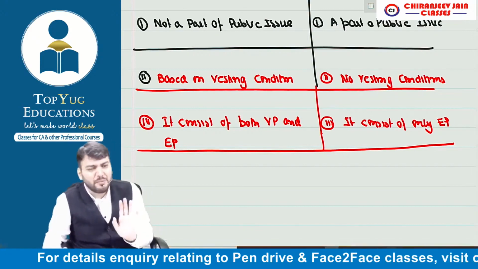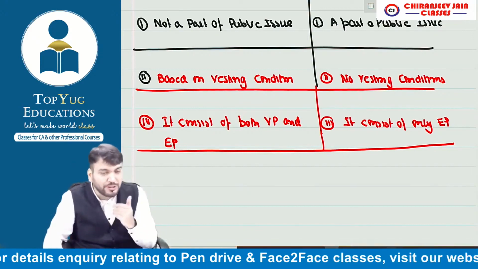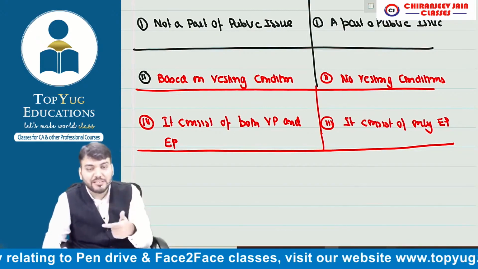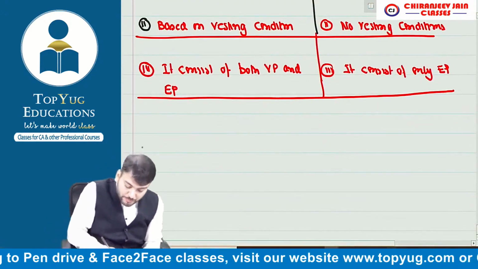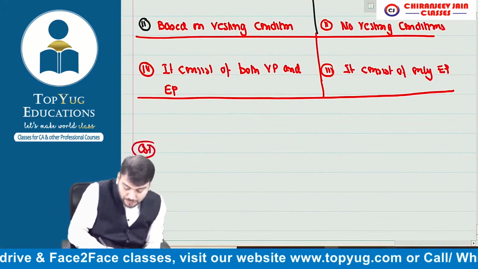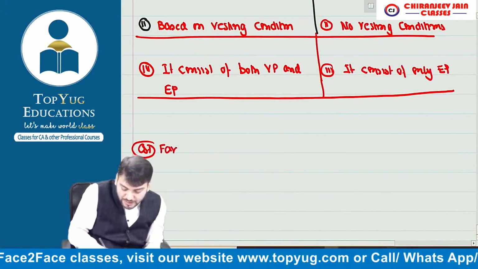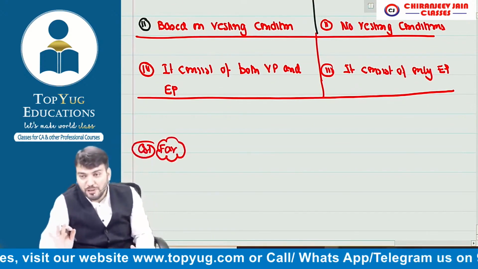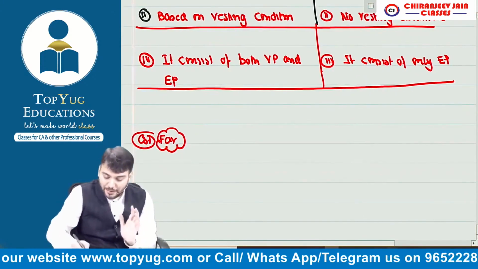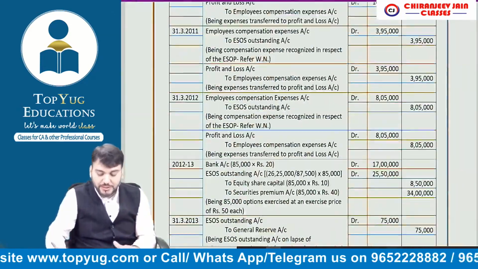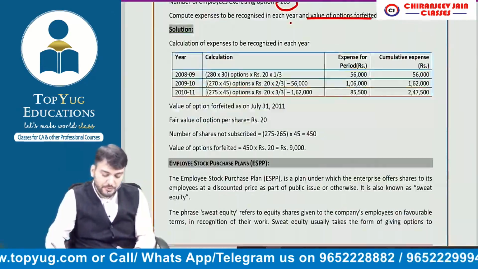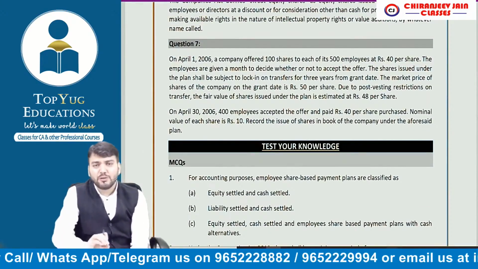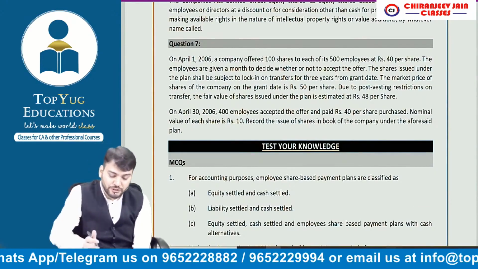However, the journal entry will be the same only. I'm not going to give you a separate journal entry for this. Let us directly come to one question. Question number 7, which is one of my favorite questions. Institutes normally ask this type of question in the exam. So let us check what the question is, what they have given. I have taken a good question.